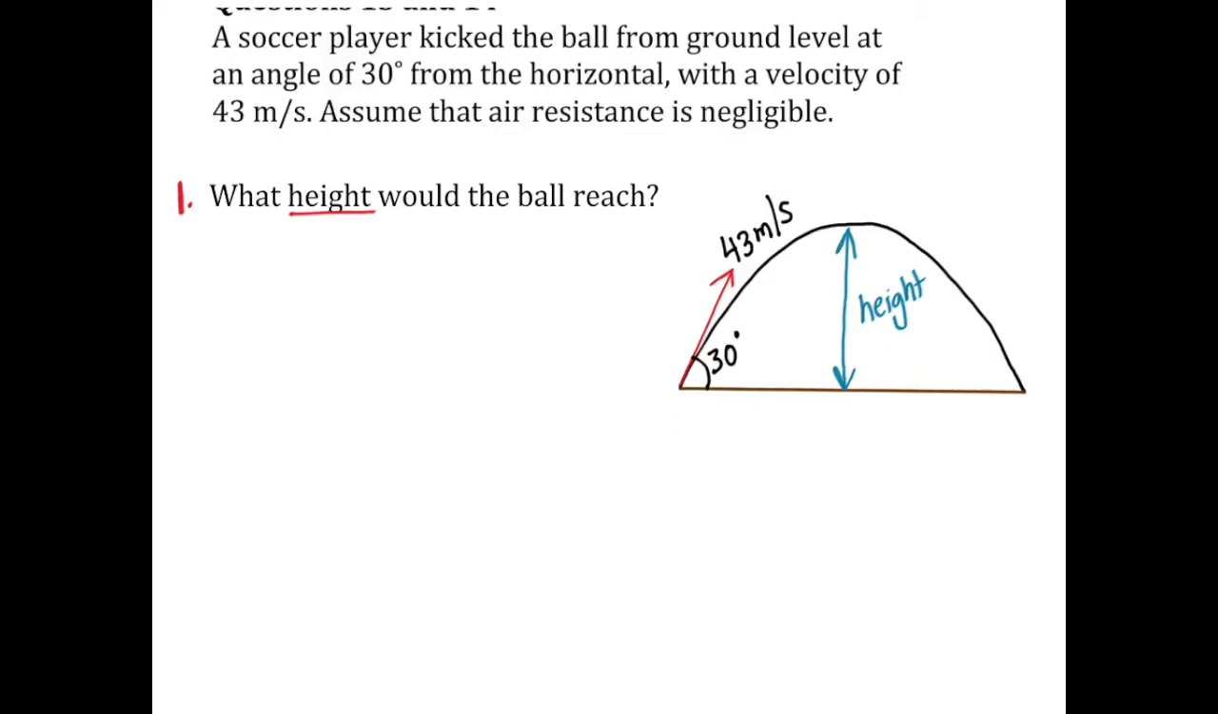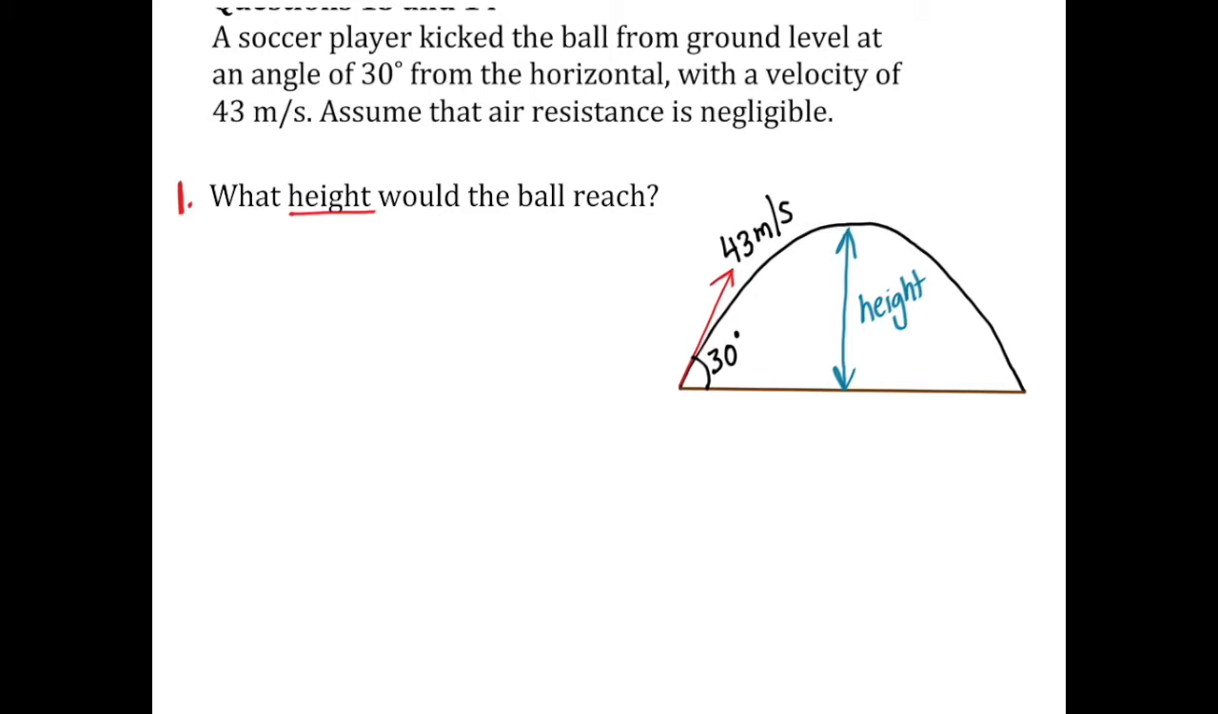In this video, we will check how to solve a problem on projectile motion. A soccer player kicked the ball from the ground level at an angle of 30 degrees from the horizontal, which we can see in the picture, with a velocity of 43 meters per second, and we are assuming the air resistance is negligible. So this question has more than one part. We will do it part by part.